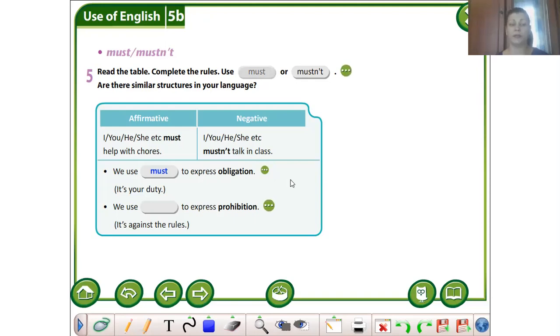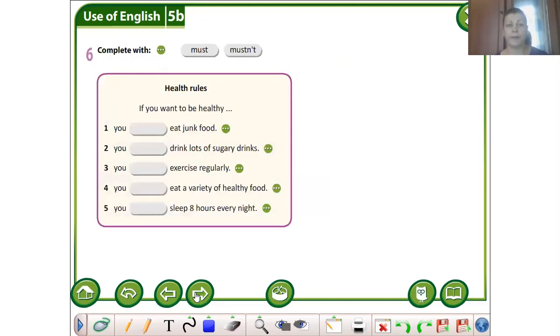Now let's read the first rule. We use must to express obligation. It's your duty. We use mustn't to express prohibition. It's against the rules. It's forbidden. Well, your task is to complete with must or mustn't. Health rules. We should start our sentence with this line.